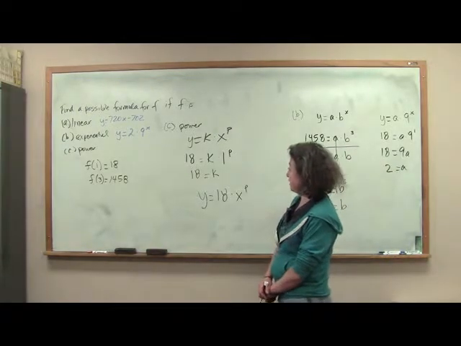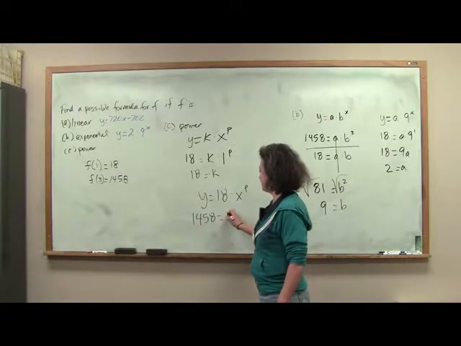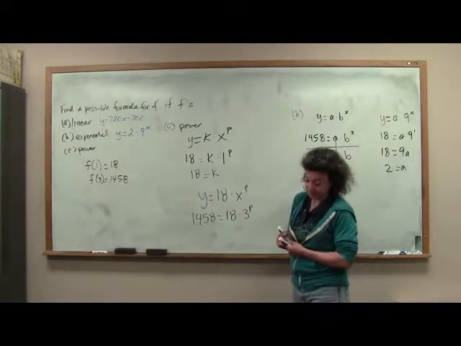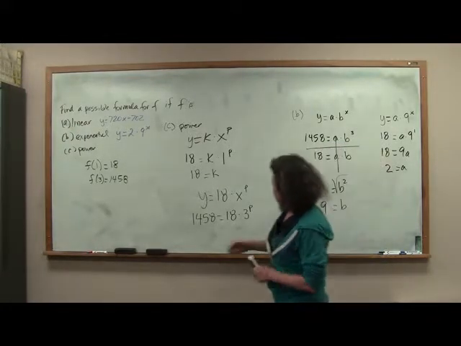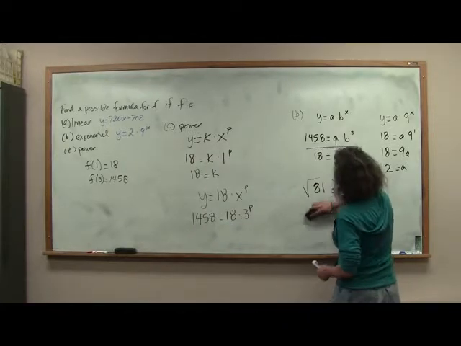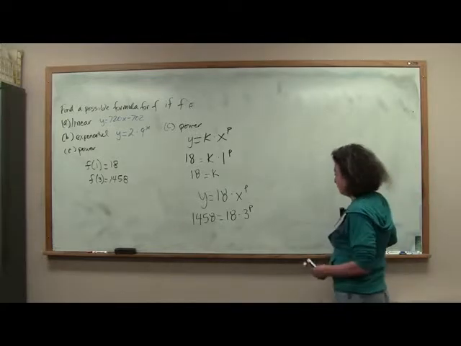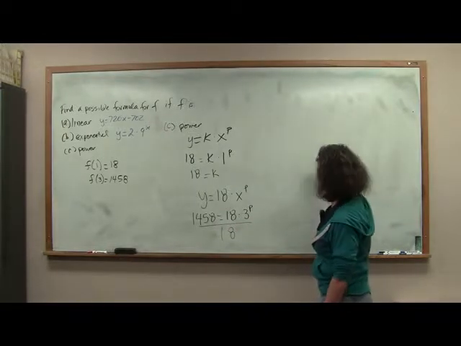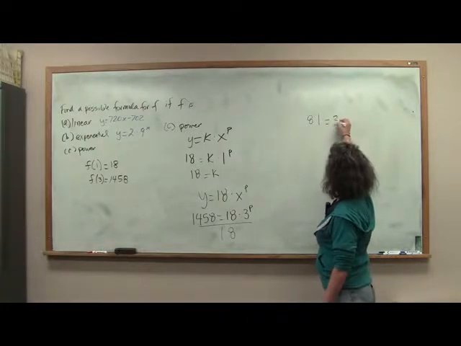Now what I'll do is I'll plug in my other ordered pair. I know that y is 1,458 equals 18 times 3 to the power of p. Alrighty, so we need to know what is p. First thing that we're going to do is isolate our exponential. We'll divide both sides by 18. Fortunately, we've already done this operation. I have 81 is 3 to the p.